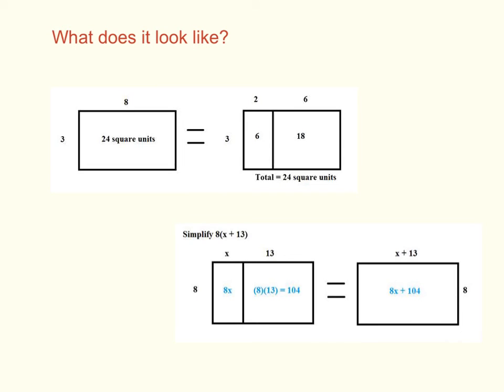We've split that 24, and it could have been split differently, but it needs to be split so that whatever is inside can also become a factor on the outside. So notice, if I split that 8 up into 2 plus 6, then part of my 24 is a 3 by 2. And the other part of my 24 is a 3 by 6. I could have split it up differently. Let's see what that might look like.